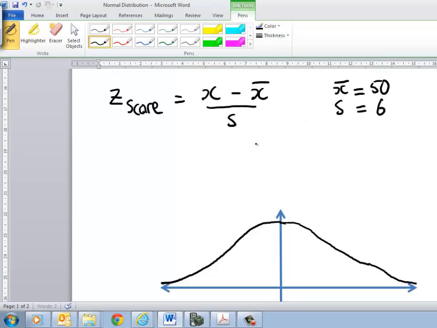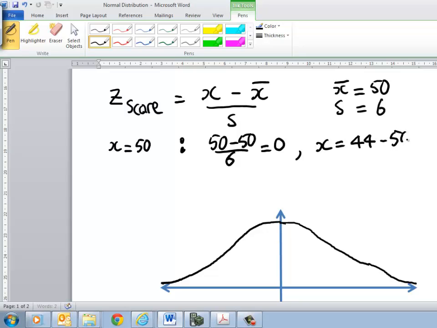Okay, so if I want to work out my Z-score when X is equal to 50, what am I going to get? Okay, so if X is equal to 50, that means that it's going to be 50 take away 50 all over 6, that's going to give me an answer of 0. Alright, if I look at a value of say X is equal to 44, okay, 44 take away 50 all over 6. Okay, that's going to give me negative 6 on 6, which is equal to negative 1. Alright, do one more example over here. Let's say we had X is equal to 56.